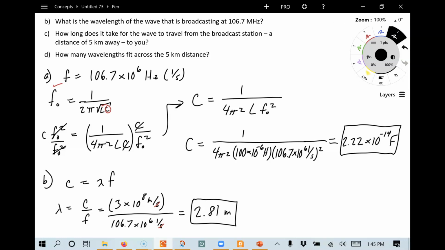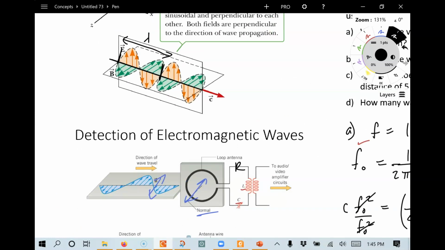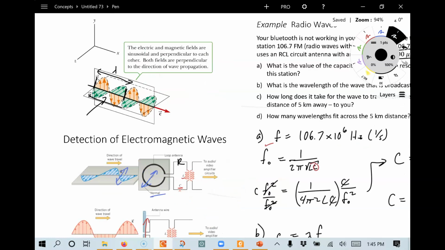You yourself are probably 1.5 to 2 meters tall. And so this is a wavelength. If you're looking at this picture here, this length here is a little bit longer than the human body for radio waves. It stretches out over a good little stretch.